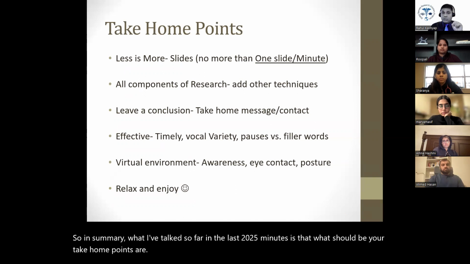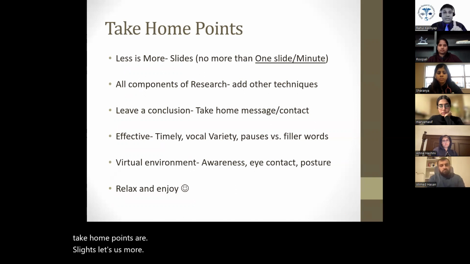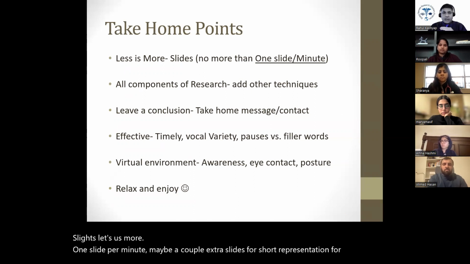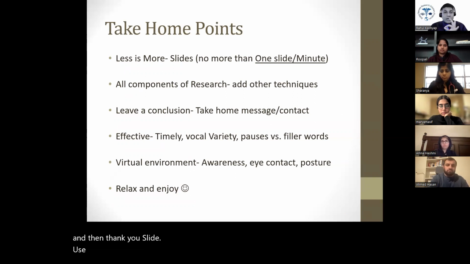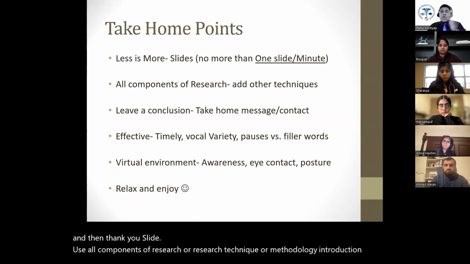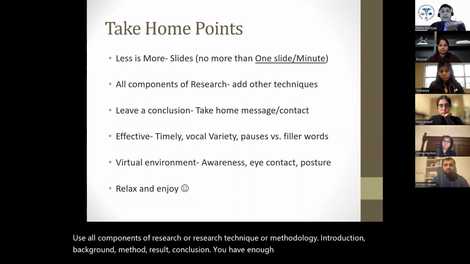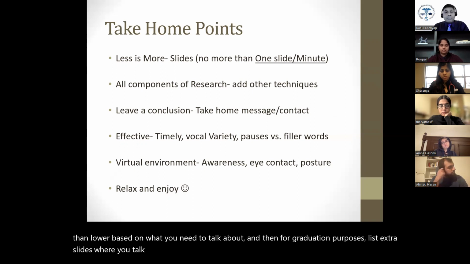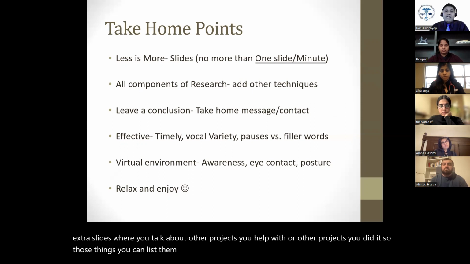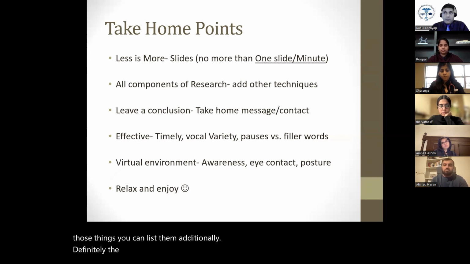Slides: less is more. One slide per minute, maybe a couple extra slides for a shorter presentation for introduction and then a thank you slide. Use all components of the research methodology: introduction, background, method, result, conclusion. You have enough flexibility to have one topic higher than another based on what you need to talk about. And then for graduation purposes, list extra slides where you talk about other projects you helped with or other projects you did. Definitely leave a conclusion for people to know.